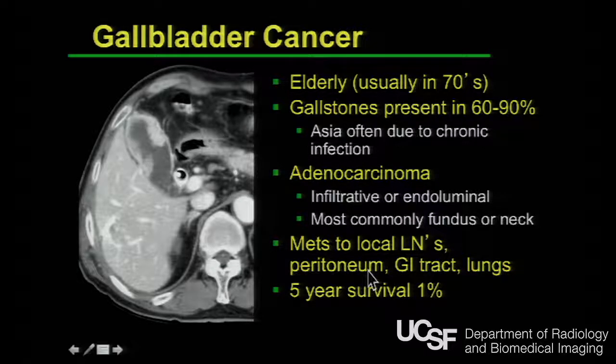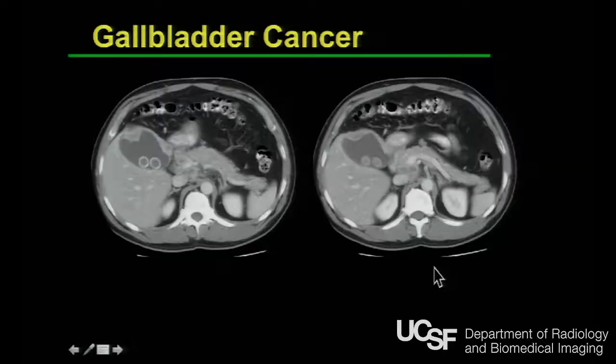They tend to metastasize very early by the time we detect it, because the gallbladder is such a large, floppy source that it takes a big tumor to block the gallbladder. They tend to have peritoneal metastases, so it's important to look for those, as well as GI tract, lymph node, and lung metastases as well.